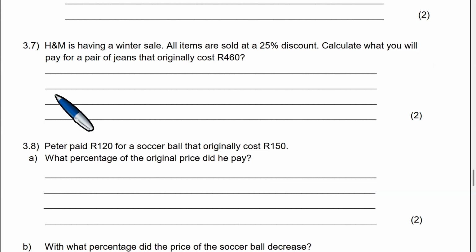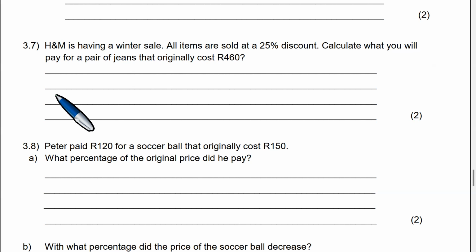Says it's 115. Let's check. How did you get it? So I did 25 over 100 times 460. That is the discount.